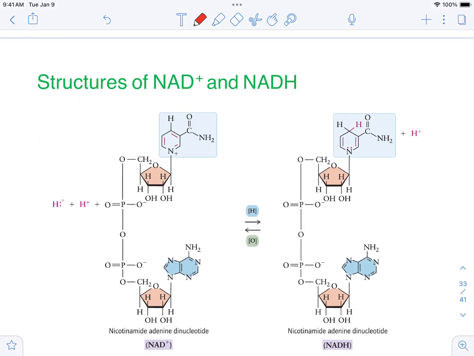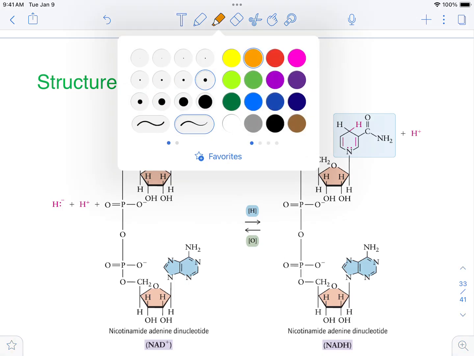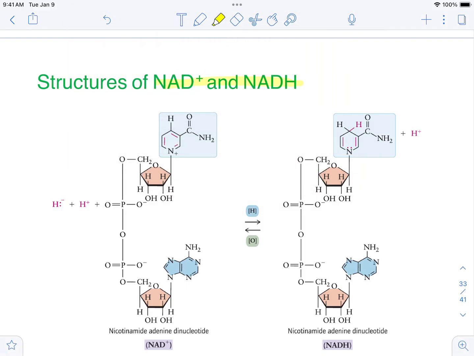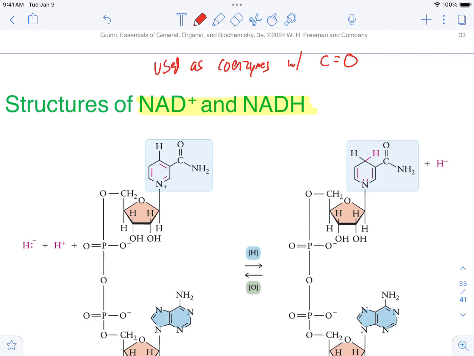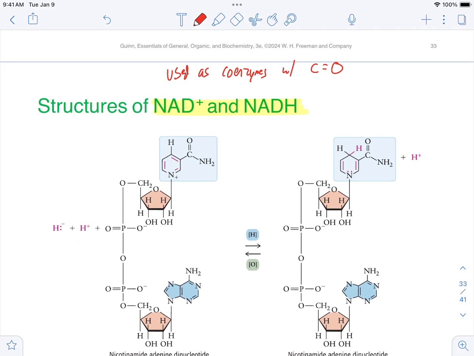Two really important coenzymes we're going to look at. This is the first one here. This is NAD plus and NADH. This is an acronym, I'll show you on the next slide. NAD plus and NADH are used as coenzymes with carbon-oxygen double bonds. That's when they are used.